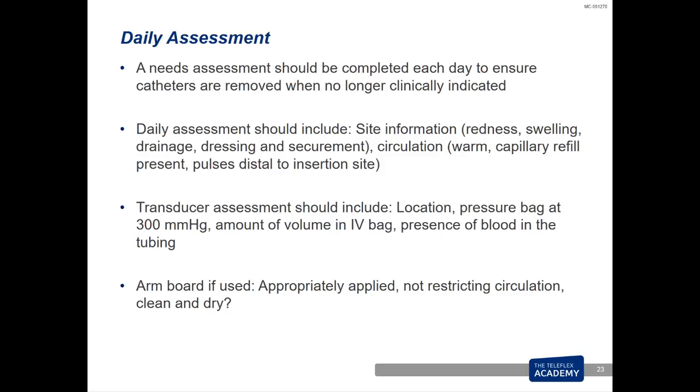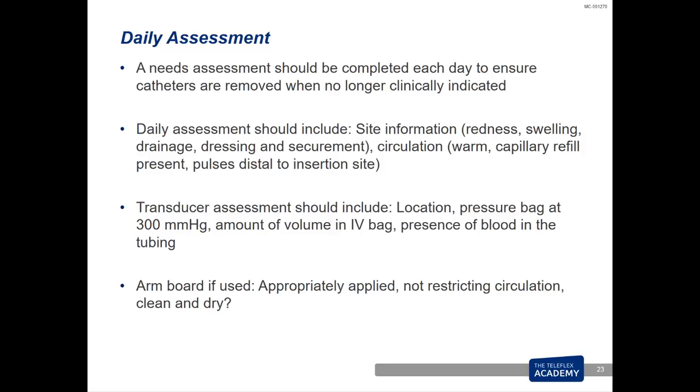When performing daily maintenance and daily assessment, several considerations should be reviewed. A needs assessment should be completed each day to ensure the catheters are removed when no longer clinically indicated. In today's world of risk reduction and vascular access devices, catheters that remain idle, that are not being utilized, should be removed. Daily assessment should include several factors.